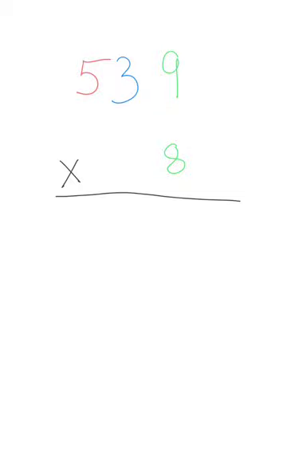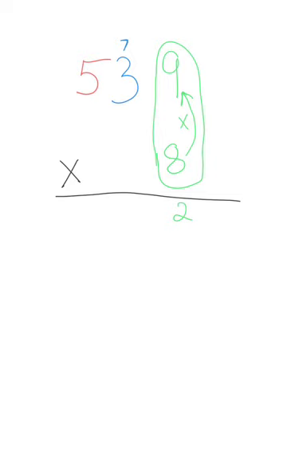The first thing I'm going to do is multiply my ones together. So I have 8 times 9, and I know 8 times 9 is 72. My 7 I'm going to put above my tens place because it's 7 tens, and my 2 I'm going to put in my ones place for 2 ones. So 8 times 9 is 72.